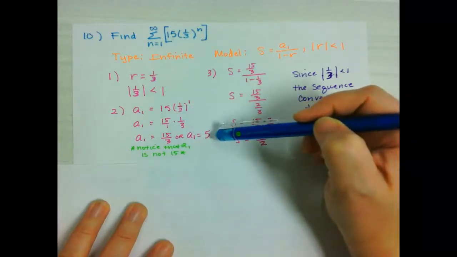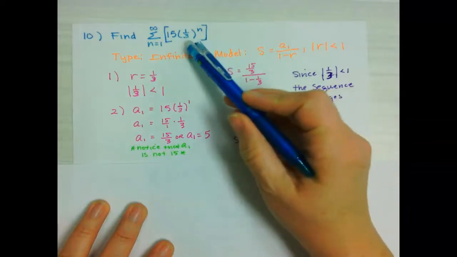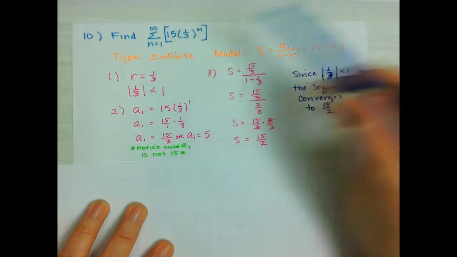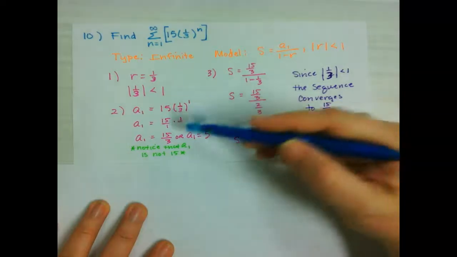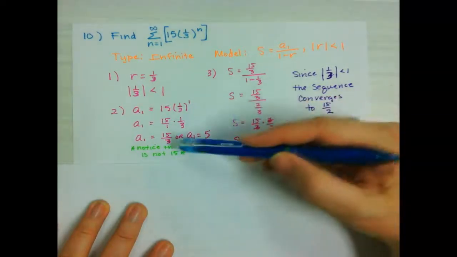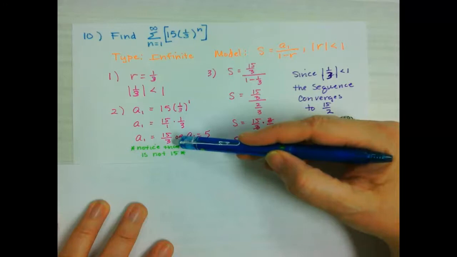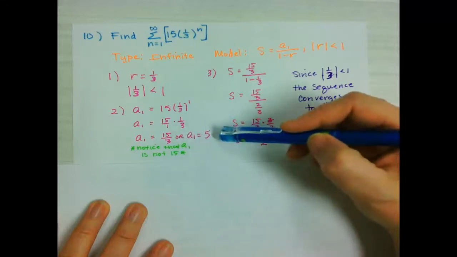Now I am kind of thinking ahead of time because I know I'm going to have to use the fraction 1/3 in my work, and I know this is 15/3. So I'm going to go ahead and work through the rest of the problem with 15/3. It's perfectly acceptable for you to work through the rest of the problem with 5.